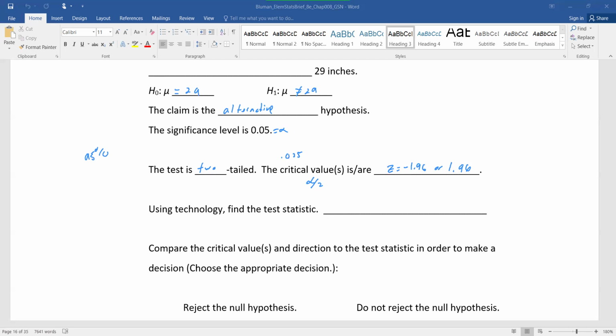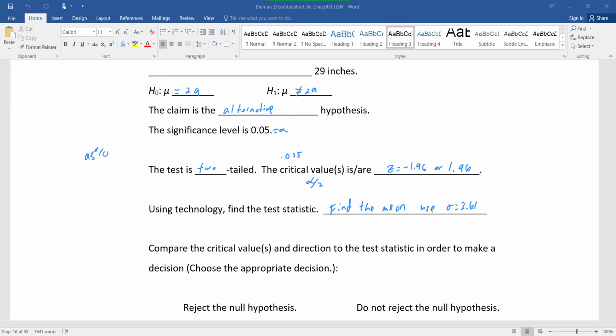That's what's asking us to use the technology. We have to find out. So it says using technology, find the test statistics. What the blank here is asking you to go find is the mean. And then we can use the standard deviation of 2.61. So let's do that. That shouldn't take us too long, I don't think. It's only 30 babies.